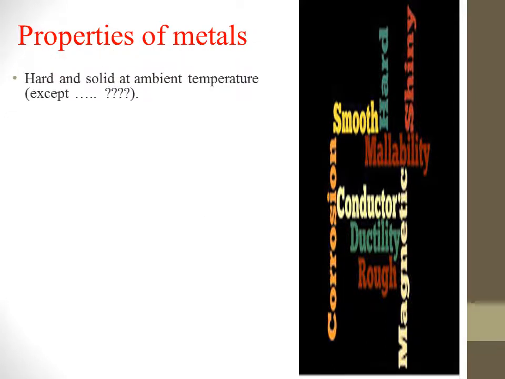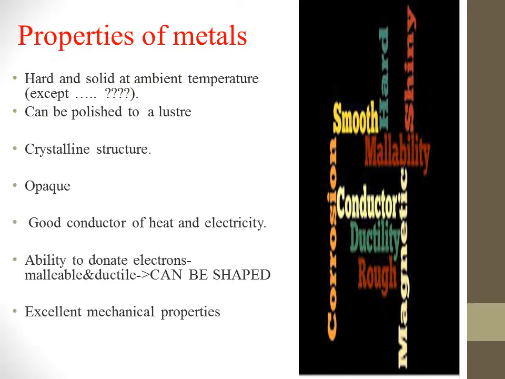Now, the general properties of metals. Firstly, they are hard and solid at ambient temperature, except which metals? Can anyone tell me which metals are not solid at room temperature? And they can be polished to a luster. They have a crystalline structure. They are usually opaque and good conductors of both heat and electricity. They have the ability to donate electrons due to free electrons, and hence they are malleable and ductile and can be easily shaped. And they have excellent mechanical properties.